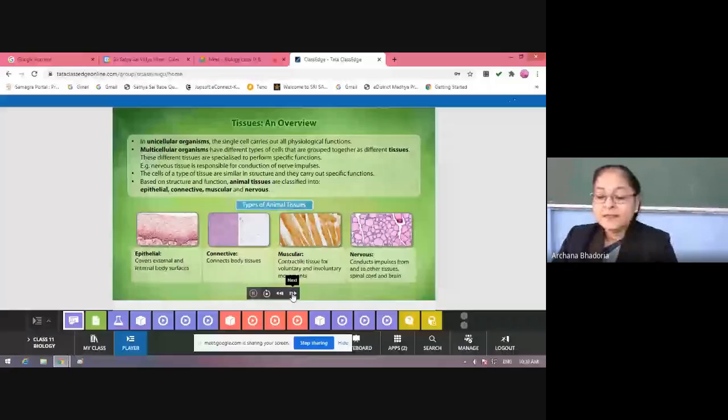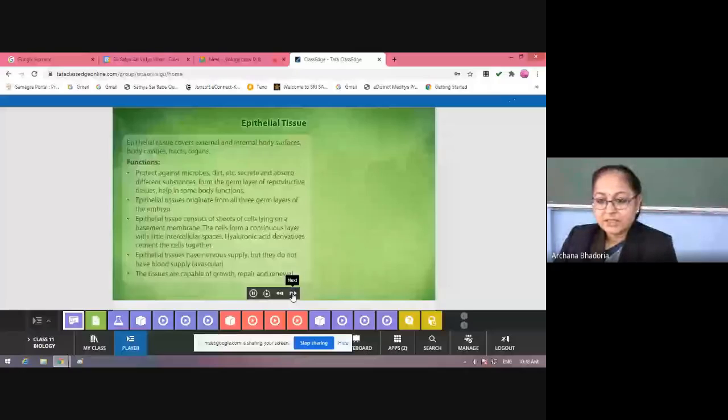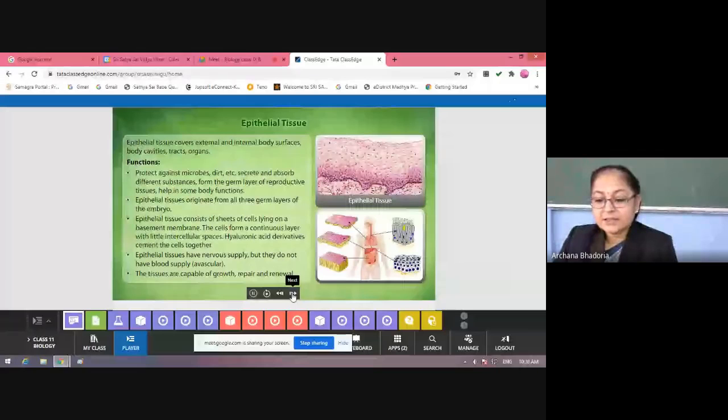It is the tissue which forms the covering of the body and all the internal organs.